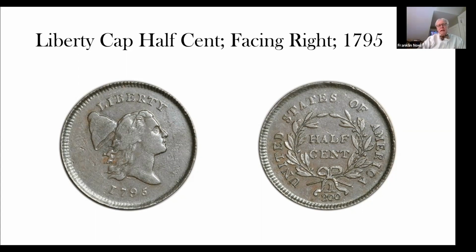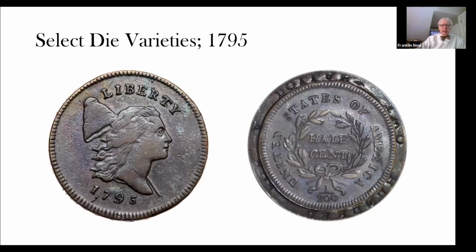Some 1795 half cents come with what's called a punctuated date. It's just a mistake, a defect in the die right here between the 1 and the 7 that looks like a comma between the 2 digits of the date. Some come with a lettered edge, and some come with a plain edge.